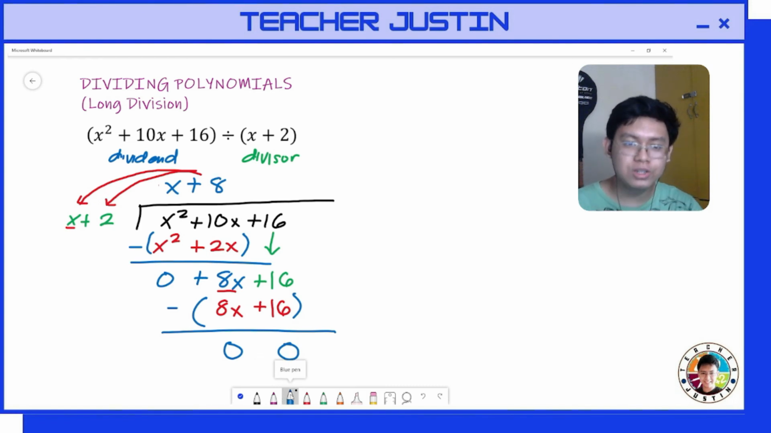Therefore, the quotient of these two polynomials will be x plus 8. And that will be our final answer. Alright. And that is it.